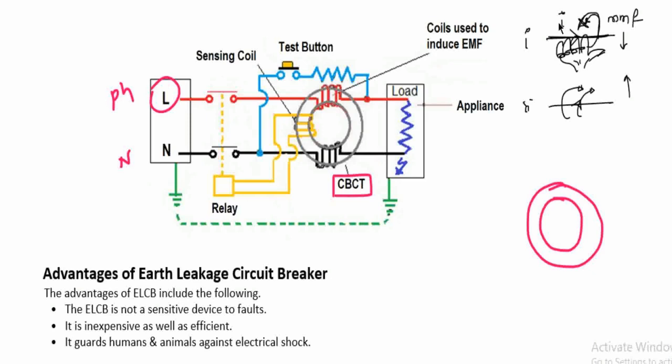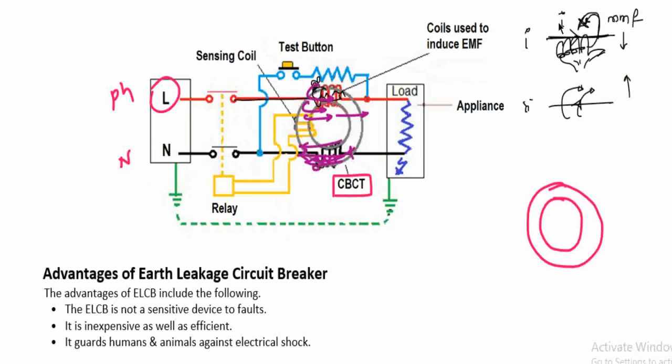Coming to our current ELCB, we have the phase wire connected like this, so the current is flowing upward. What will be the MMF? If you apply the thumb rule, this is the thumb and this is the direction of flux, so the MMF direction is to the right side. Coming to the downward wire, the current direction is reversed, and if you apply the thumb rule, the direction of flux will be to the left side.